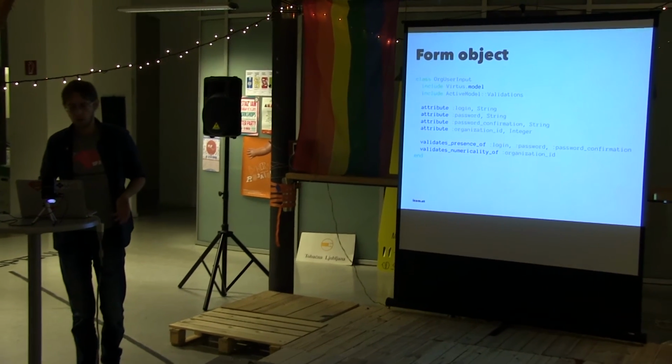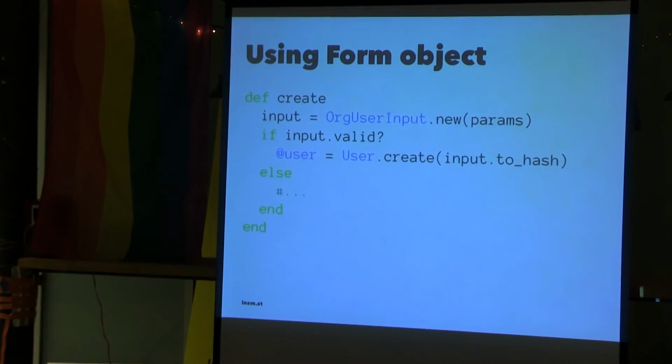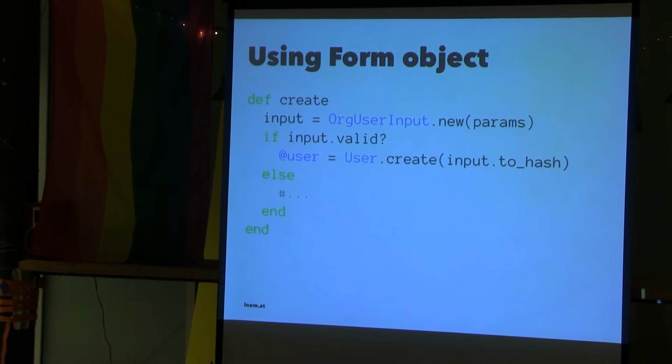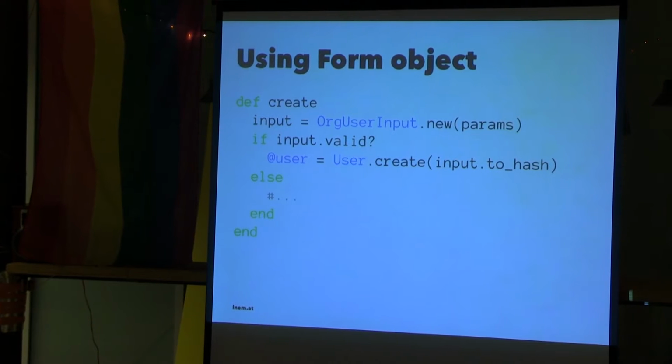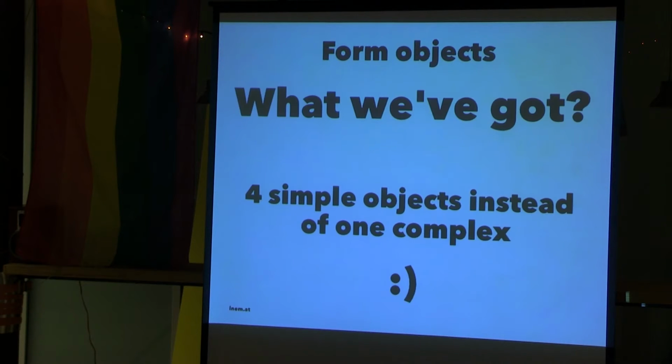So this is how a bigger form object can look like. And this is how we can use it in a controller. We pass the parameters to our form object. We ask it if it's valid. And if it's valid, we just put the hash of this form object, which is basically the same params hash, or maybe a little bit modified, we just pass it to the user, and Active Record stores it for us. So form object helped us to have 4 simple objects instead of 1 complex. So I was glad I had this idea.